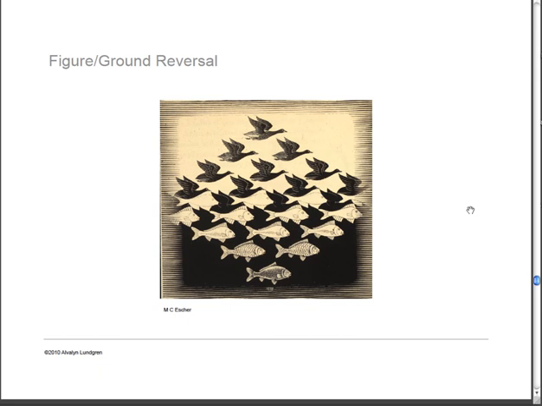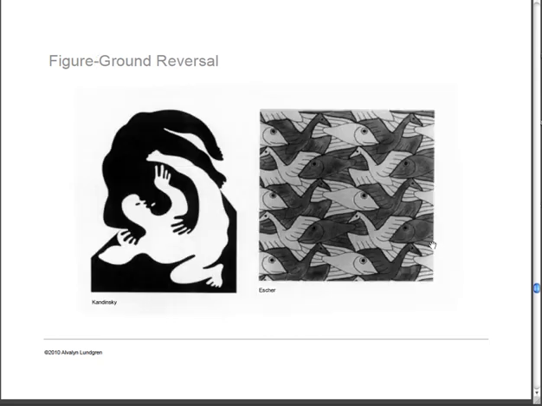Escher, very well known for figure ground reversals, and he created a lot of patterning that utilized this optical understanding. So here we have the birds flying to the right, and then the birds start becoming negative shape, and then turns into negative space, and we have fish swimming to the right. In the Kandinsky, we've got two wrestlers, and that's using a figure ground reversal. And then another Escher pattern with birds and fish.